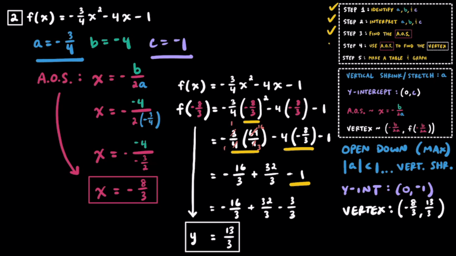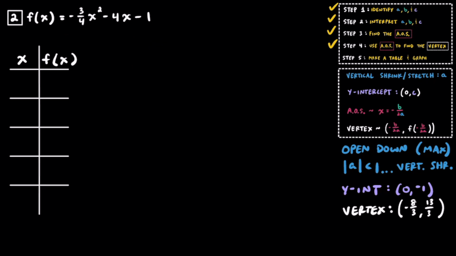Now that we found the vertex, let's go ahead and try step 5 and make a table and then a graph. So here's our table, and be sure to write the vertex in the center of it. Now let's go ahead and pick some x values that are above and below negative 8/3. So 0 is going to be 8/3 more than negative 8/3, and taking away 8/3 from negative 8/3, that's going to be negative 16/3. 0 and negative 16/3 are the same distance away from the vertex value.